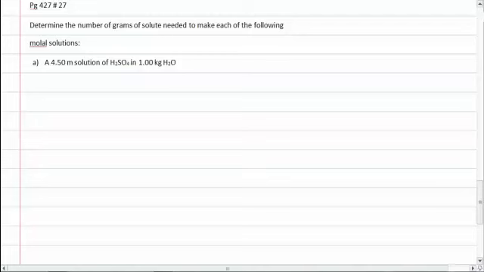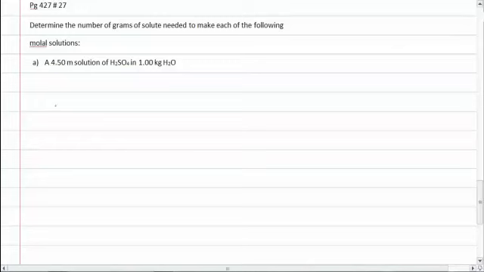In this video, we'll be going over the molality homework, page 427, numbers 27 and 28. Number 27 says, determine the number of grams of solute needed to make the following molal solutions. We did question A. Question A says a 4.5 molal solution of H2SO4 in 1 kilogram of water.